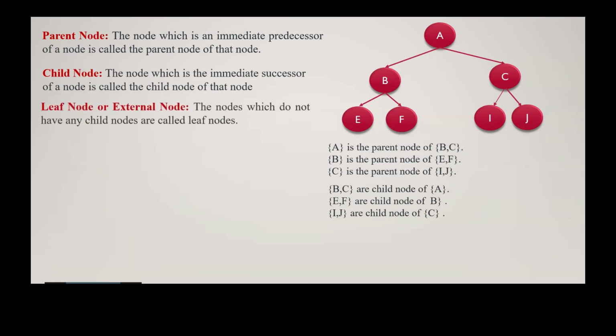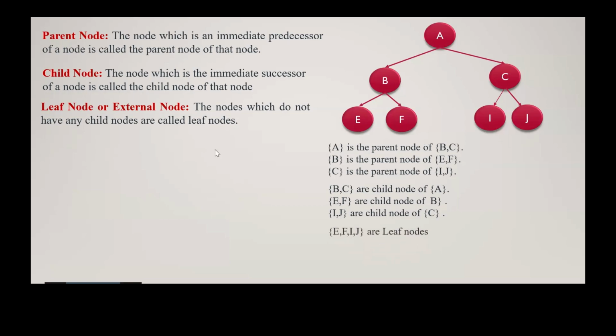Then the next one is the leaf node, or external node. The node which does not have any child node is called a leaf node. Here A has two children, B also has two children, and C also has two children. Now E does not have any child, F also does not have any child, I also does not have any child, and J also does not. So we can say E, F, I, and J are the leaf nodes of the tree structure.